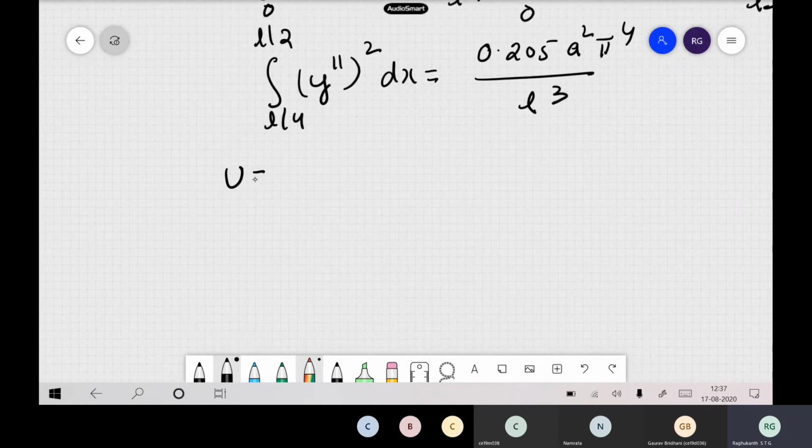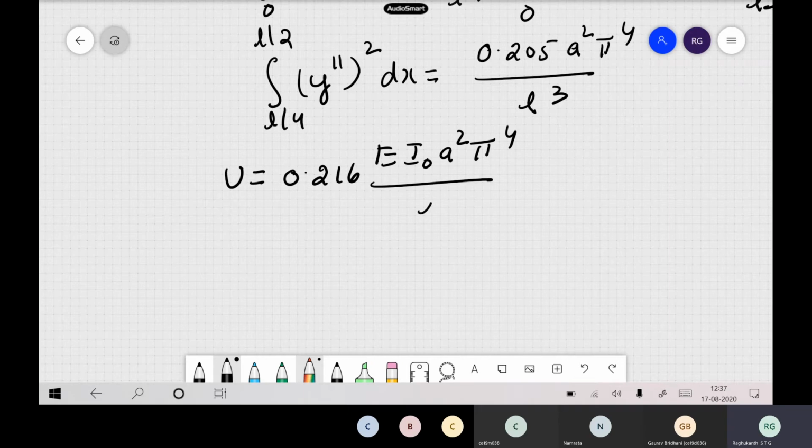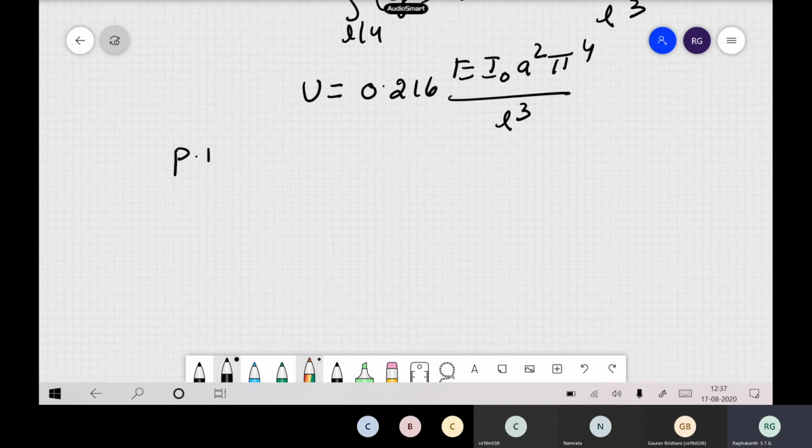So now if you substitute, your strain energy will be 0.216 E I naught a square pi to the power of 4 by L cube. So this is the bending strain energy. And now the potential energy is due to load.